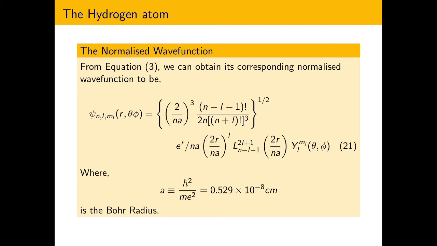So from the previous equation, the radial wave equation, we can obtain its corresponding normalized wave function to be this behemoth here. I'm not going to attempt to read this out; you can just read it yourself. Where this a, the 2 by Na, is the Bohr radius of the hydrogen atom. It's given by h bar squared by m e squared, which is equal to 0.529 times 10 to the power minus 8 centimeters. And that L, 2L plus 1 with the subscript n minus L minus 1, we'll look at what that is in the next slide.